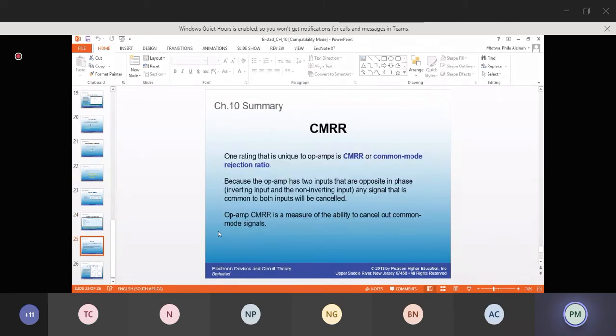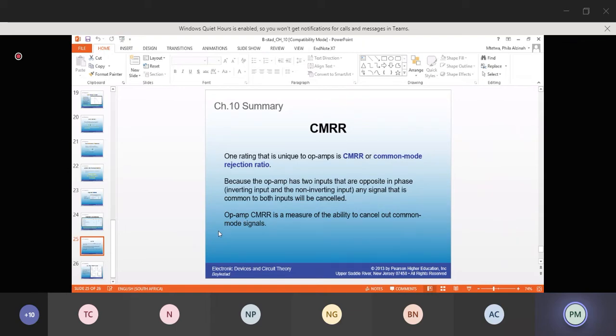And then another important phenomenon is common mode rejection ratio, which is CMRR. Because the op-amp has two inputs, they are opposite in phase. You saw that we have a negative input, which is regarded as an inverting input, and we have a non-inverting input, which is denoted by a plus. Any signal that is common to both inputs will be cancelled. So the op-amp CMRR is a measure of the ability of the amplifier to cancel the common mode signals.